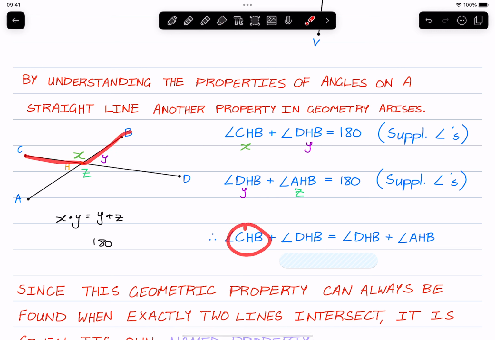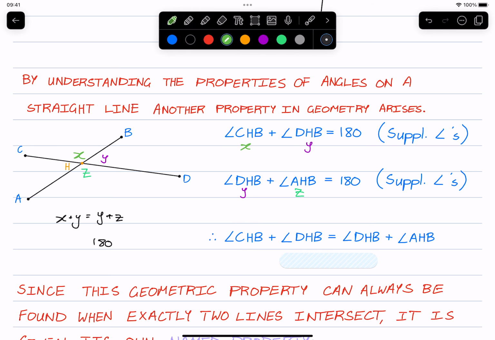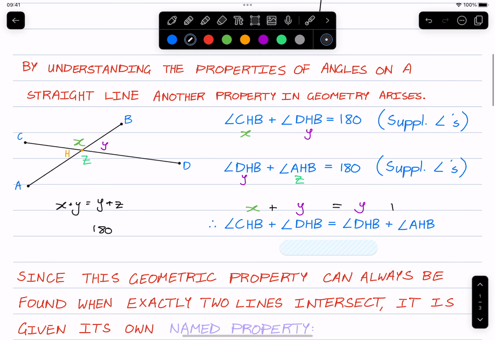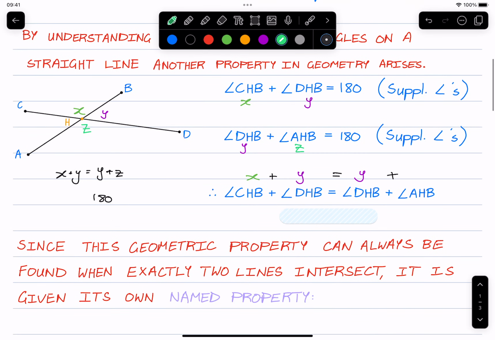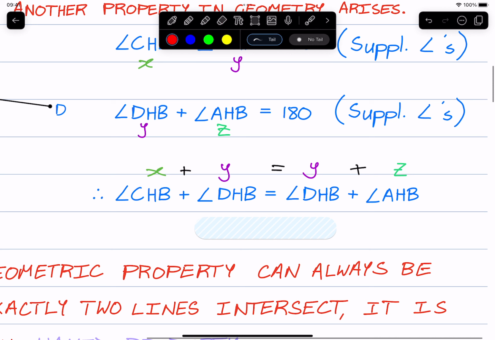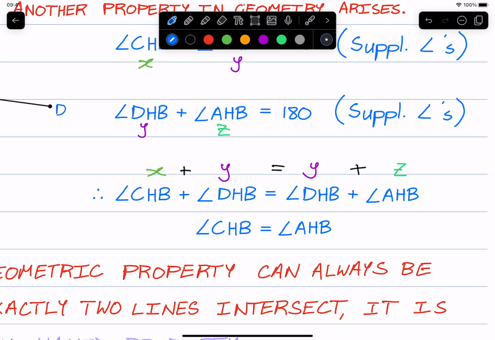CHB plus DHB, that's X plus Y, so that's X plus Y equals DHB, once again, is Y plus Z. But because of algebra, we can subtract Y from both sides, which summarizes that X must equal Z.